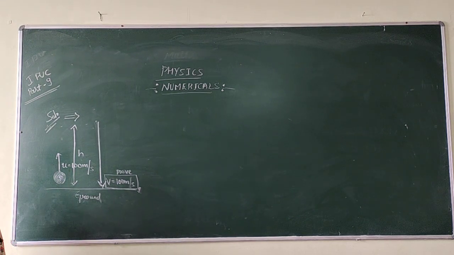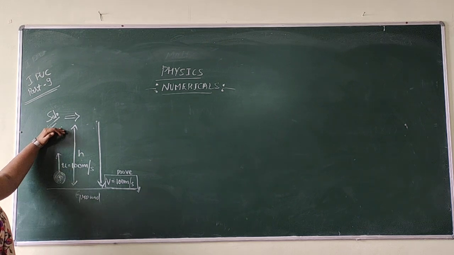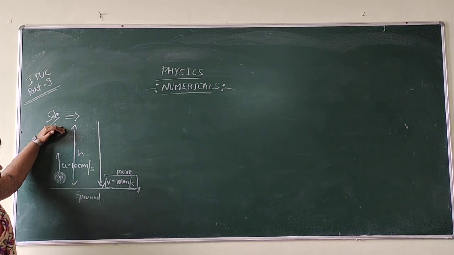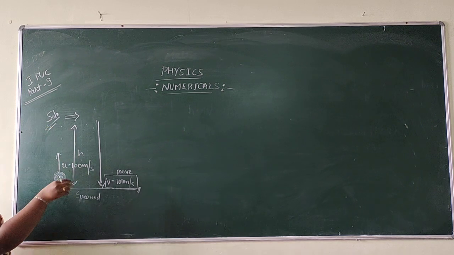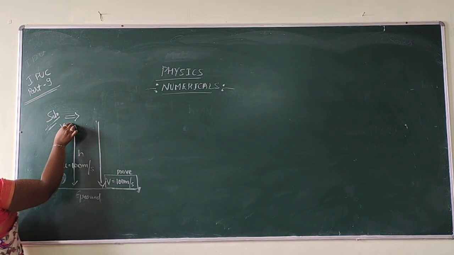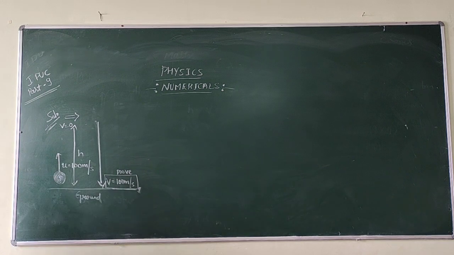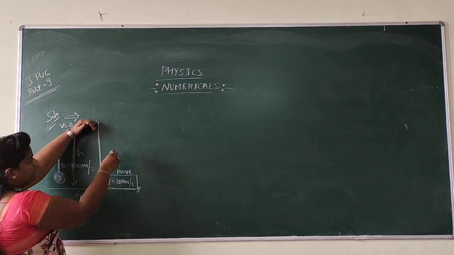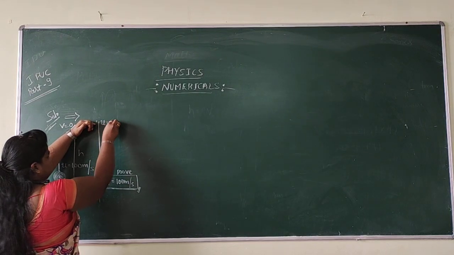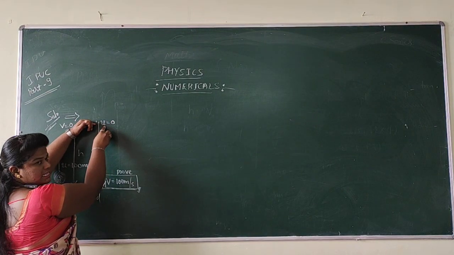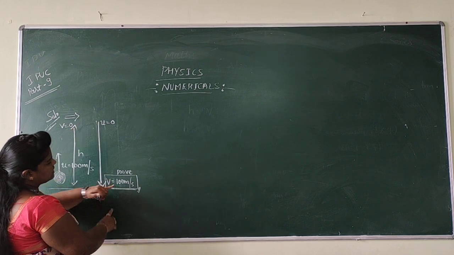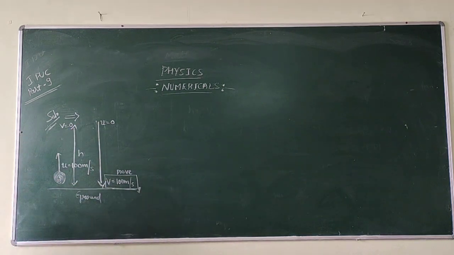So this is said to be the upward journey. It means when you throw the ball, it reaches the highest point. At the highest point, I think you know that the velocity is always 0. After that, the ball starts its downward motion, so the initial velocity for the downward motion is 0. Afterwards it reaches the ground with a velocity of 100 meters per second.